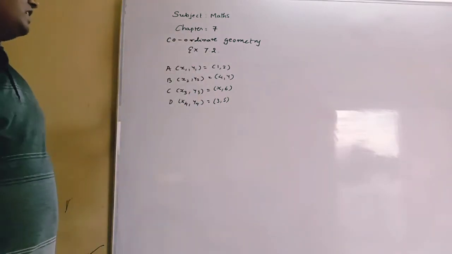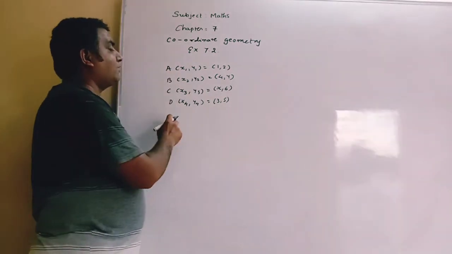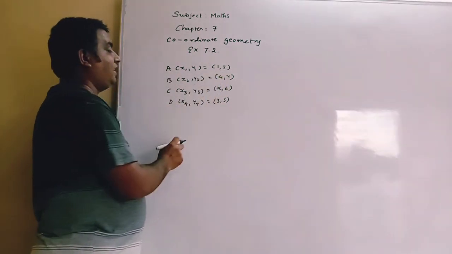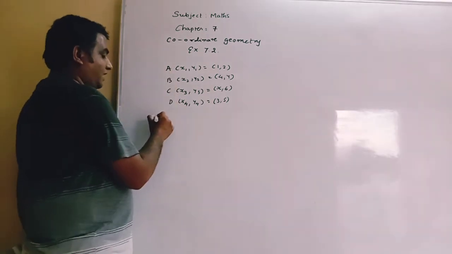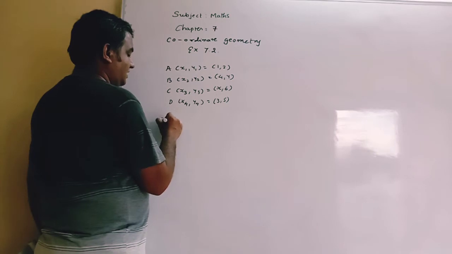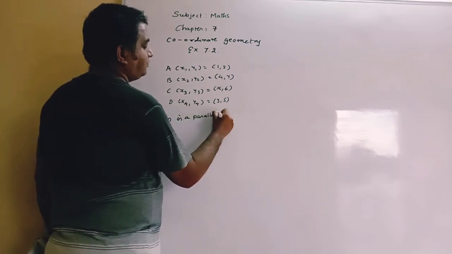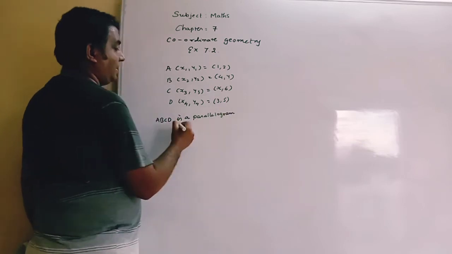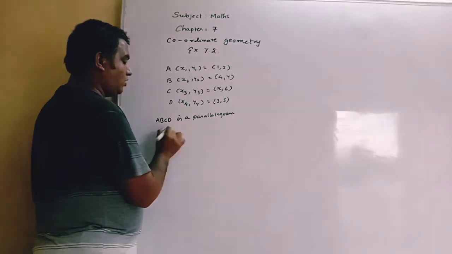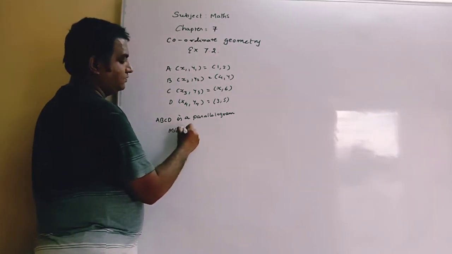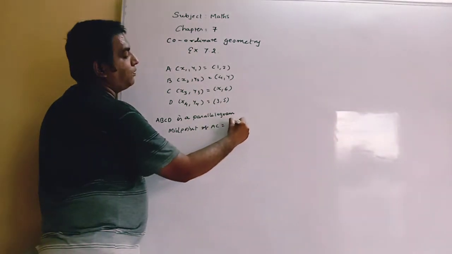Find x and y. So here ABCD taken in order gives a parallelogram, and then we have to find out x and y. We know that in a parallelogram the diagonals bisect each other, and ABCD is a parallelogram, so we can write that the diagonals bisect each other. So midpoint of AC equals midpoint of BD.